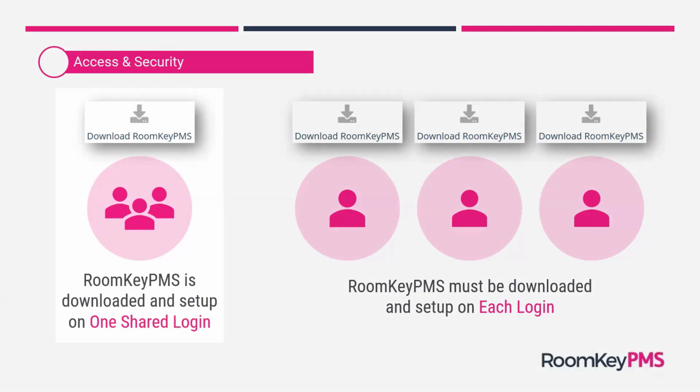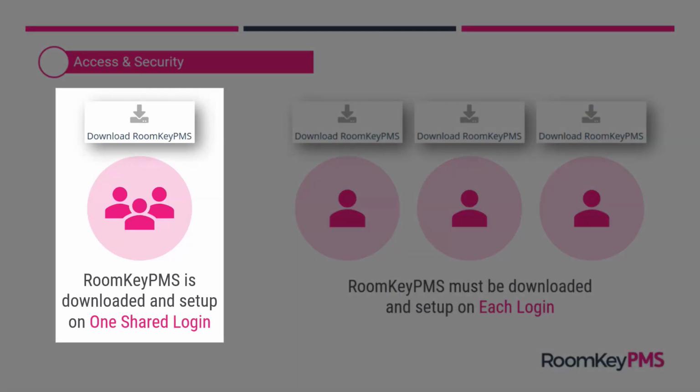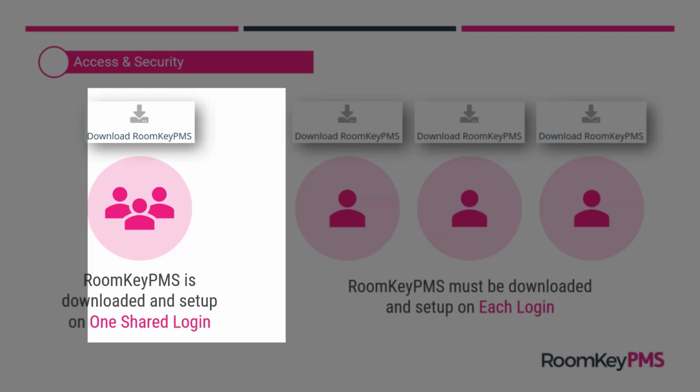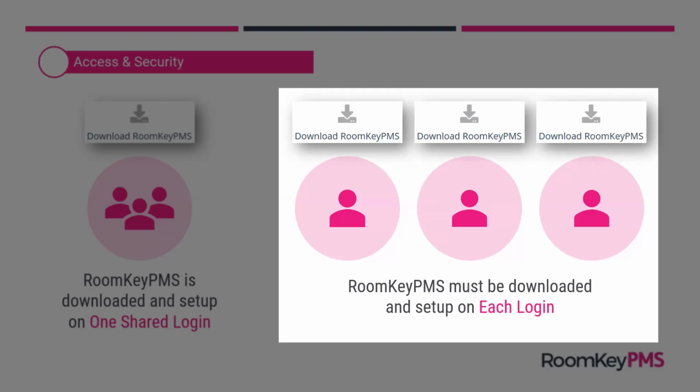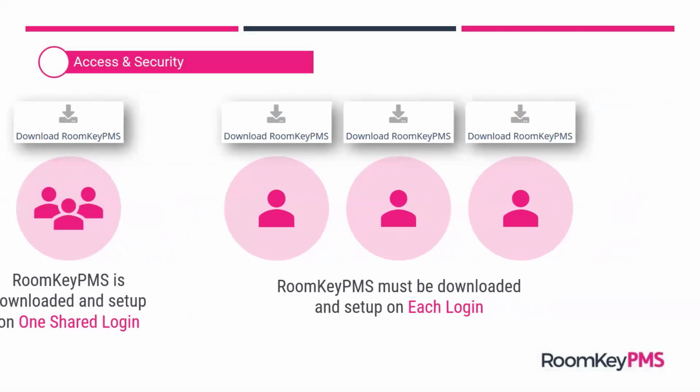So for that first common scenario where you're sharing Windows logins, RoomKey PMS is downloaded and set up onto one shared login. So you just have to download it once onto the computer. If you are using the more secured option, RoomKey PMS must be downloaded and set up on each login for each computer. So if you have one computer and three front desk agents, each with their own Windows login, you're going to download RoomKey three times, one for each Windows login.